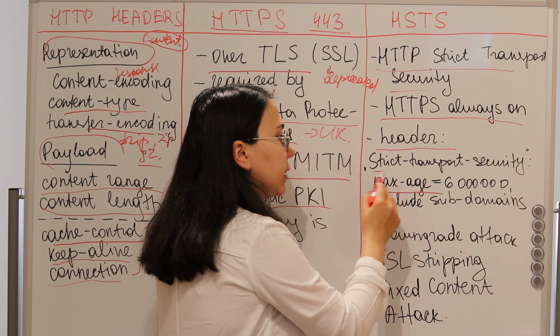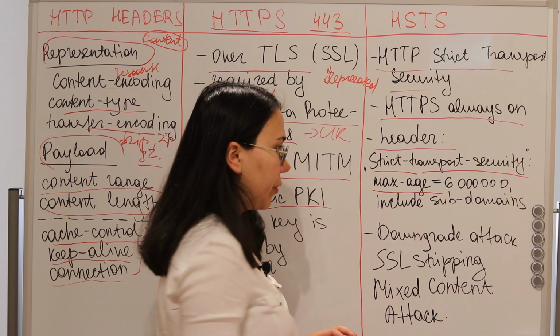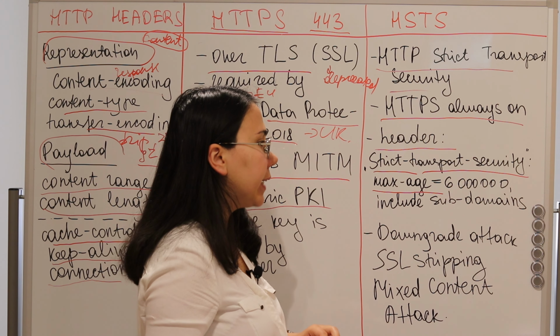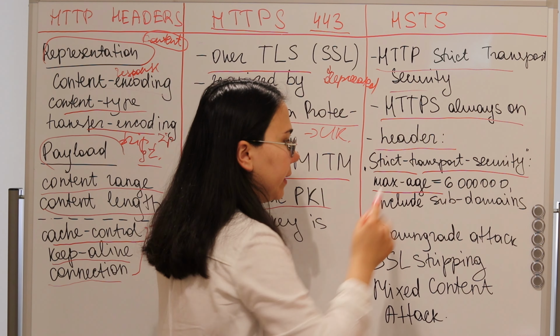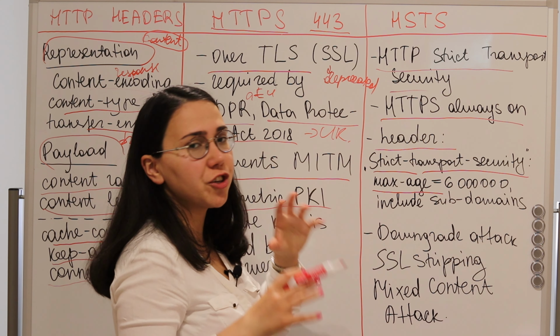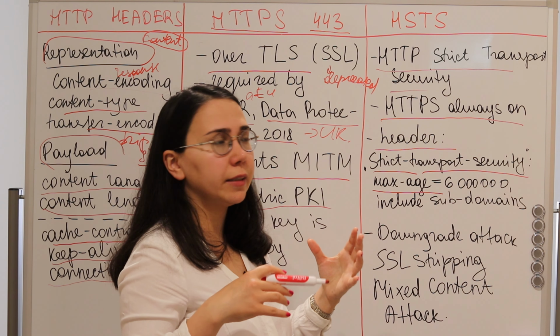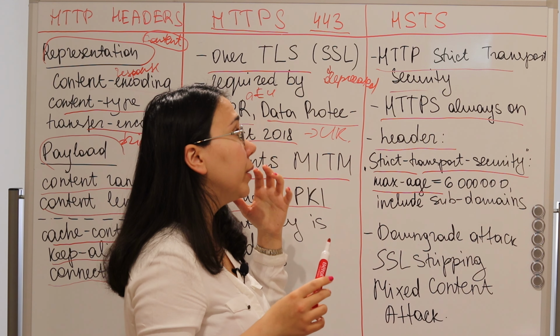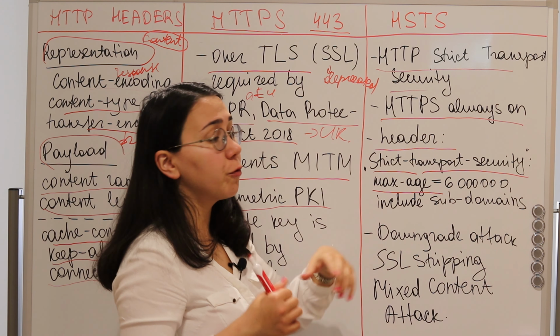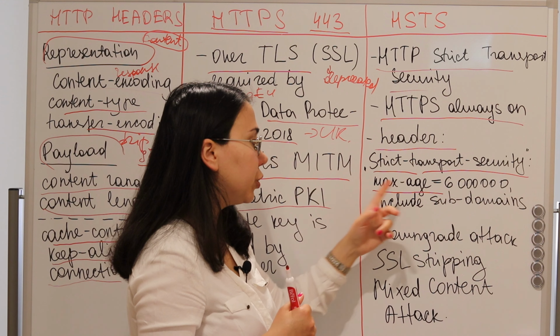The header is called strict-transport-security, where we can set the max age. Max age is usually by default set to 6 million seconds. However, you can change it. Max age denotes the maximum amount of time that we are going to adhere to this policy. It of course can be updated, and max age is always in seconds.